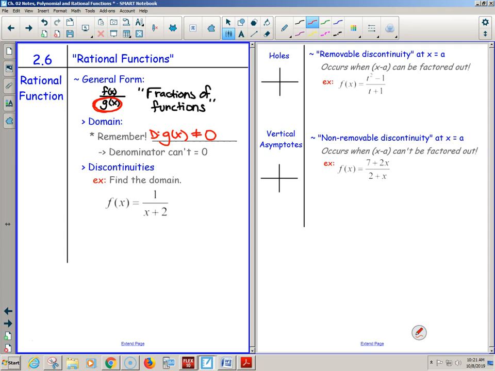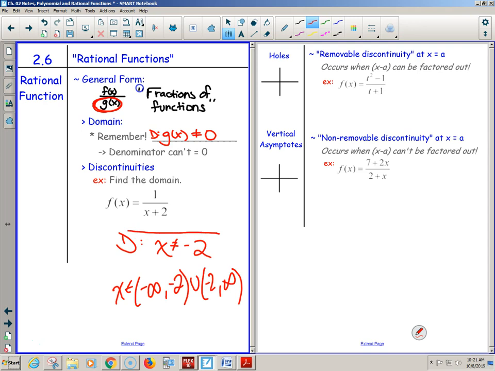Guys, what's the domain of 1 over x plus 2? P.S. This is a rational function. What's the domain? Not anything but 2. Anything but negative 2. Negative 2. Careful. Anything but negative 2. If you want to be snazzy, you could go ahead and put that in interval notation. It could be snazzy, but I don't mind those.